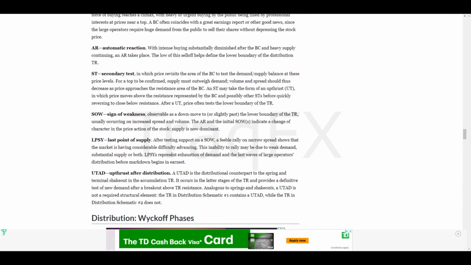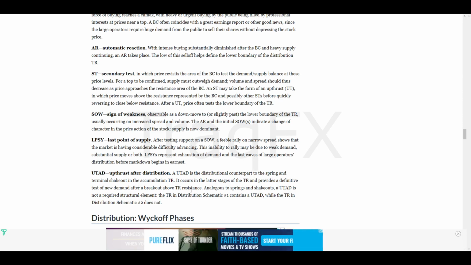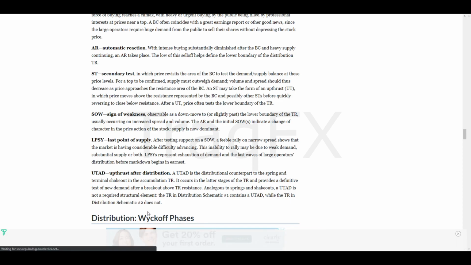Now the UTAD. A UTAD is an upper thrust after distribution. This is the distributional counterpart to the spring and the terminal shakeout in the accumulation trend, meaning the opposite. It occurs in the later stages of the trend and provides a definitive test of new demand after a breakout above trend resistance. Springs, shakeouts and upper thrusts after distribution are not a required structural element. The trend in distribution schematic 1 contains a UTAD, while schematic 2 does not.